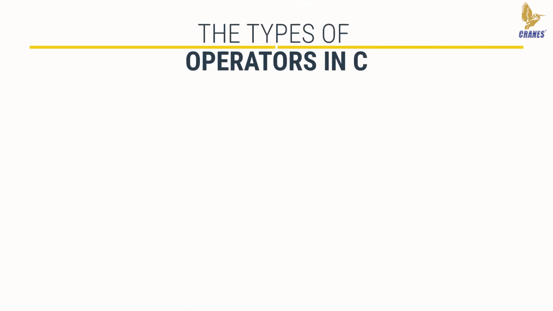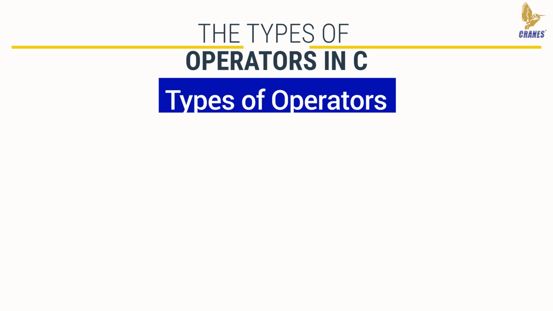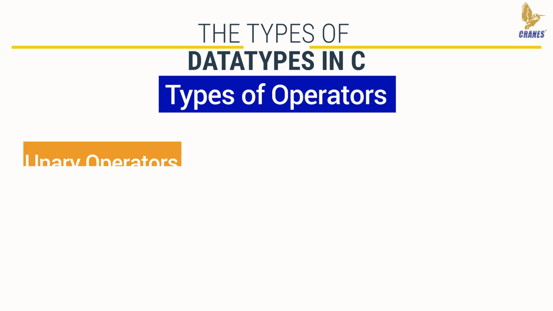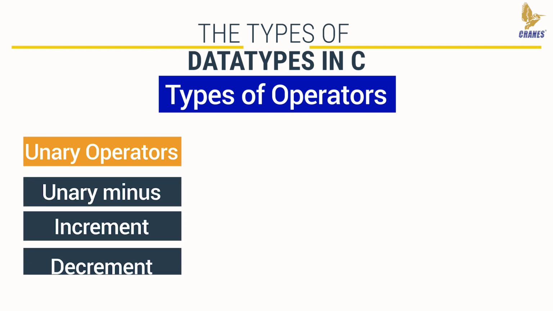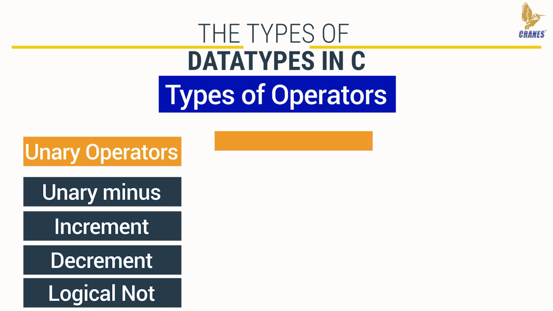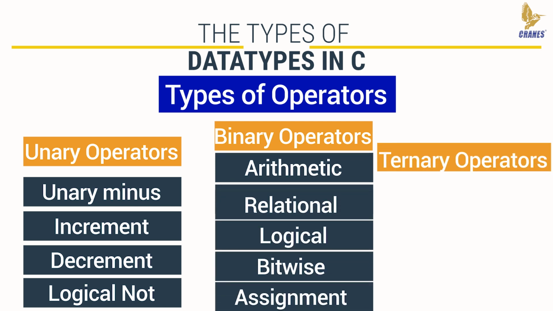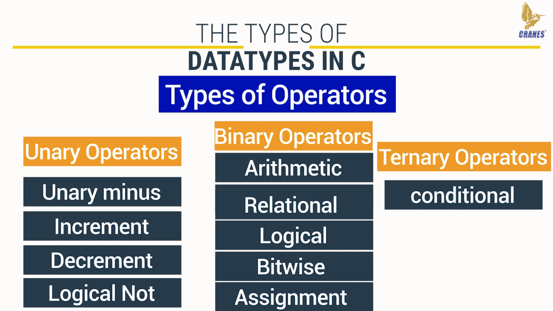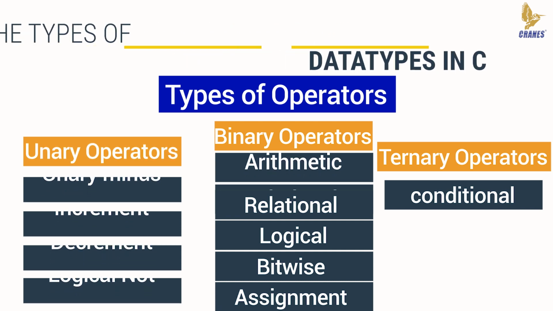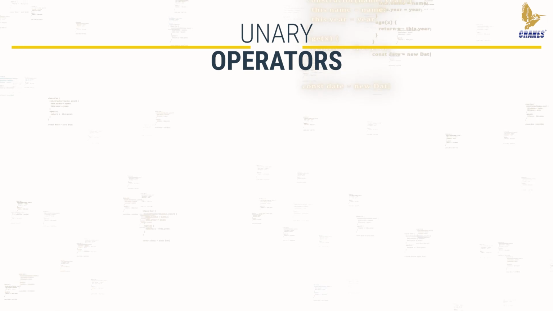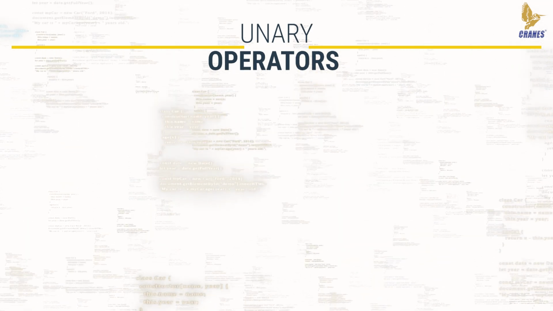Now let's have a look at the types of operators in C based on the operands. The operators are classified into three types. First up, we have unary operators that are used to perform operation on a single operand. And the operators are unary plus, unary minus, increment, decrement, logical not. Next is binary operators that operate on two operands: arithmetic operator, relational operator, logical, bitwise, assignment operator, and then the ternary operator, which is also known as the conditional operator.